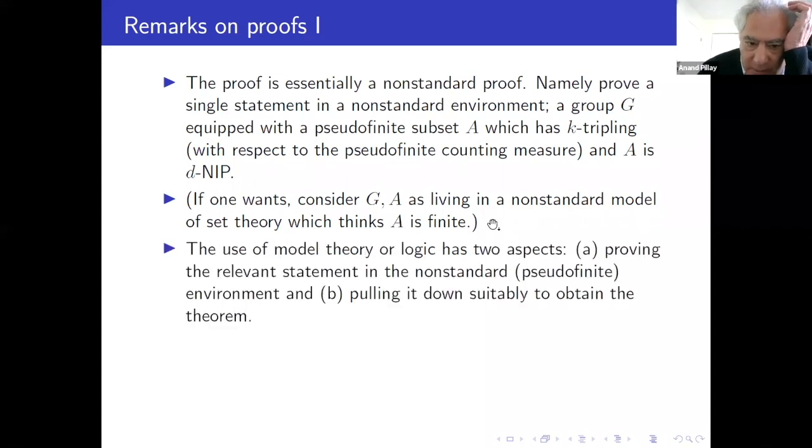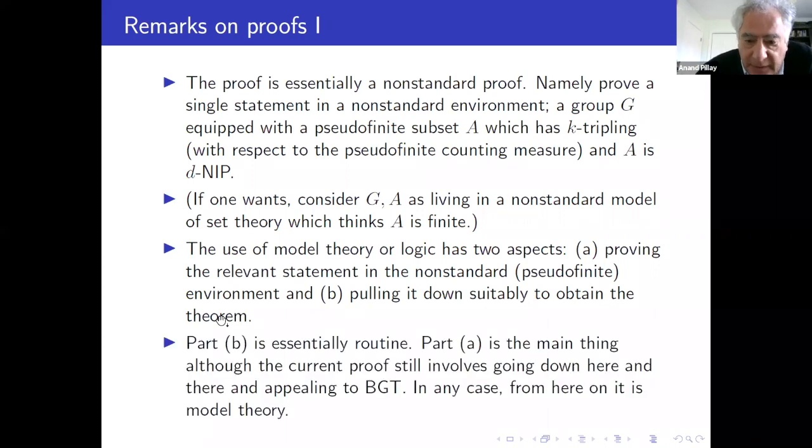Anyway, the use of model theory or logic has two aspects. Number one is proving the relevant single statement in this non-standard pseudo-finite setting. That single statement will be of the form: given this data, there is a finite something or other, actually finite, with some properties, without any bounds. And that's the statement. Number two is pulling this down, suitably, to the actual standard environment where G is an arbitrary group and A is a finite subset, to obtain the theorem. The pulling down is the transfer between non-standard and standard, between the ultraproduct and the factors. This is the logic.